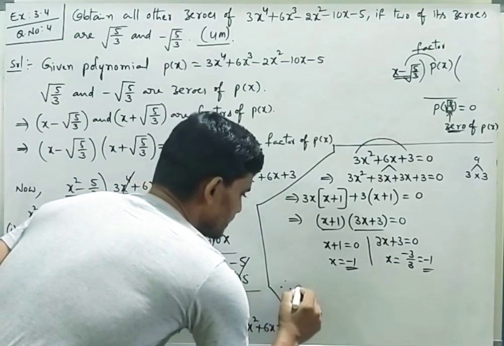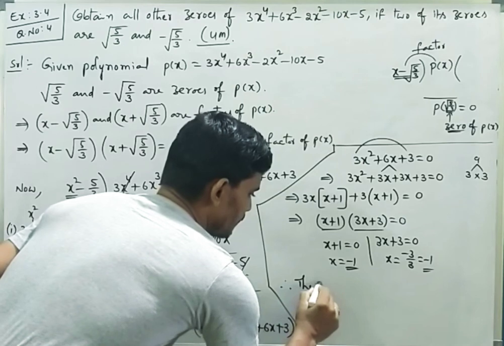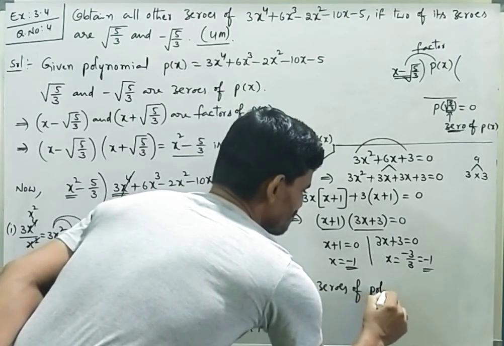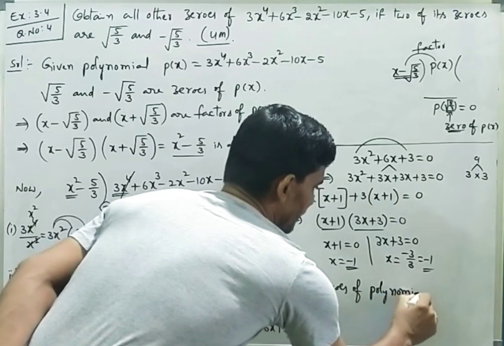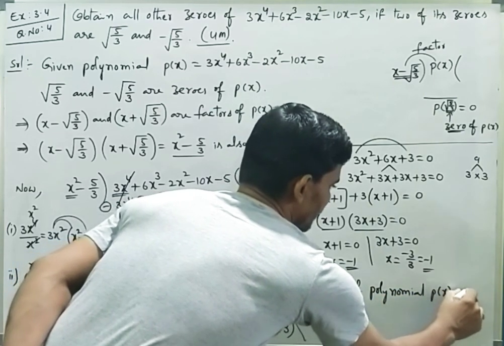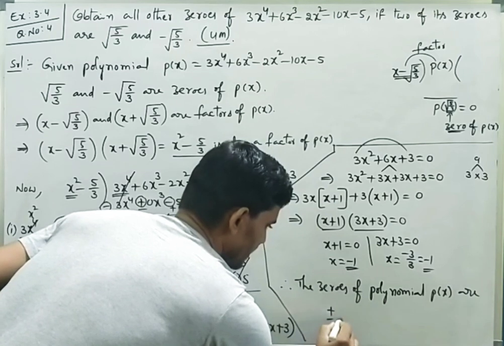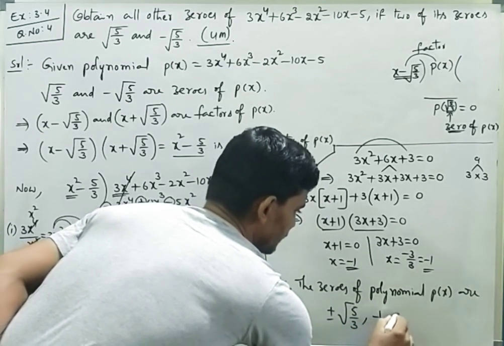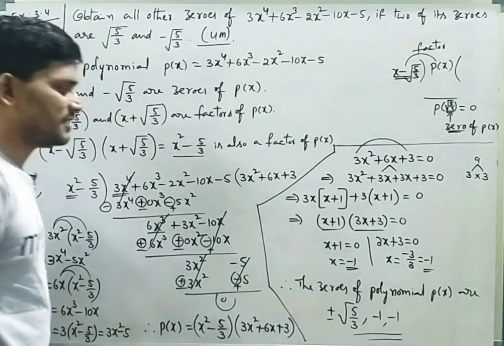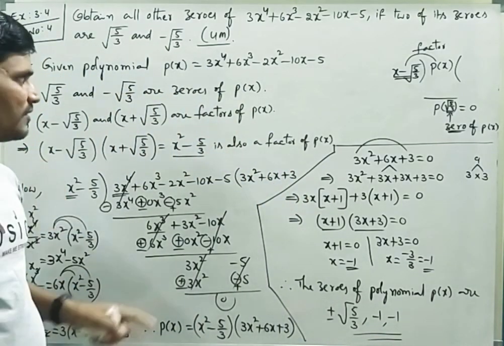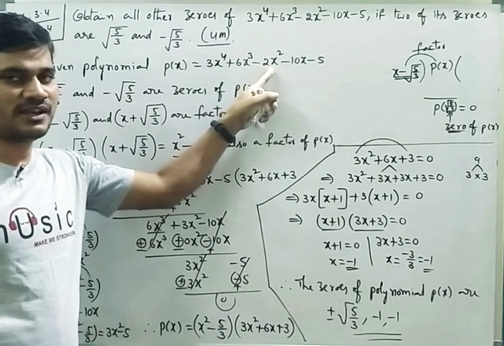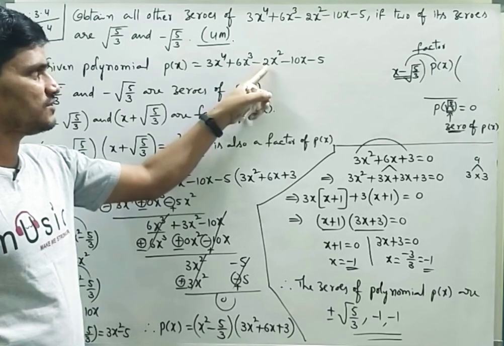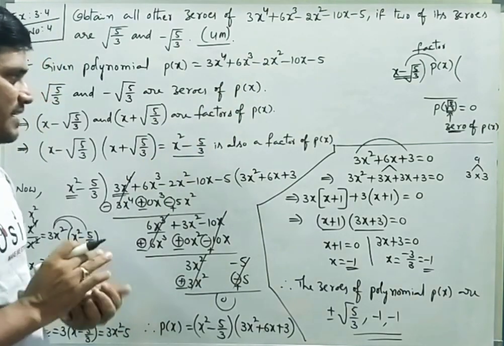Therefore, the zeros of polynomial p of x are plus or minus root of 5 by 3 and minus 1 minus 1. So these are the 4 zeros of given biquadratic polynomial. P of x is equal to 3x power 4 plus 6x cubed minus 2x square minus 10x minus 5.